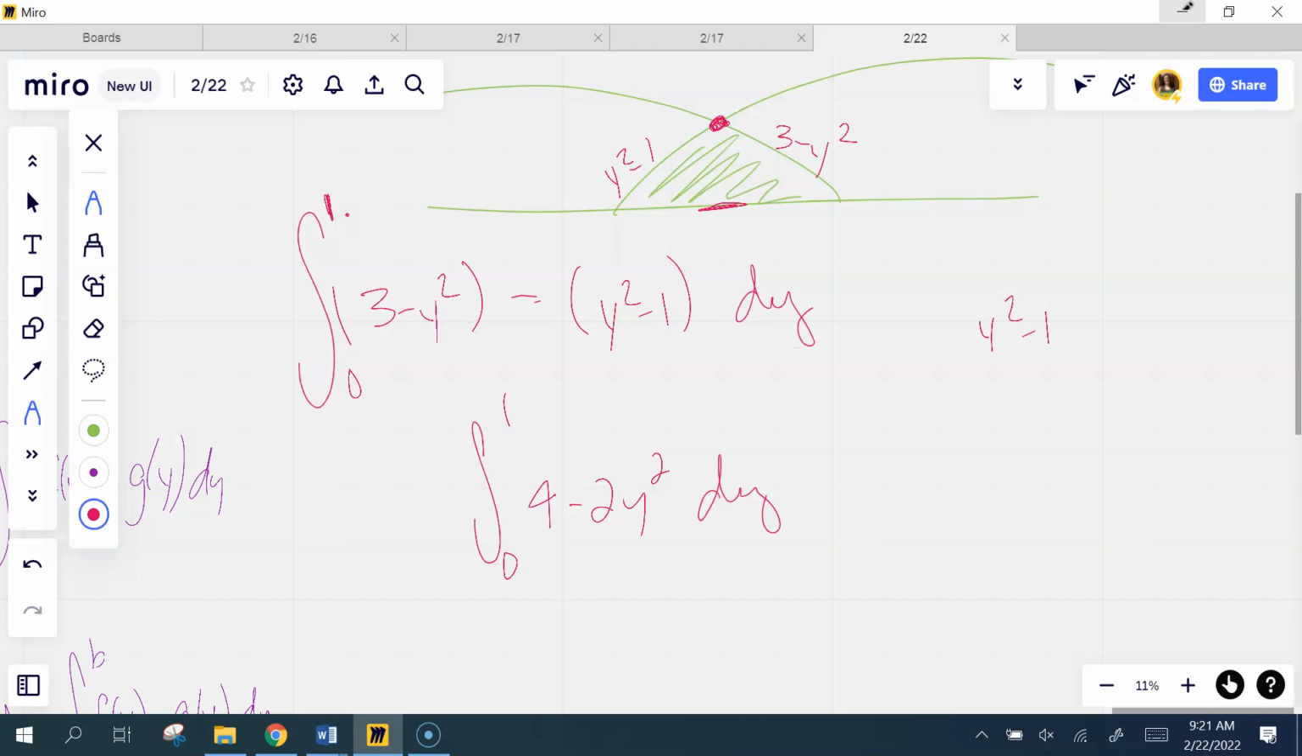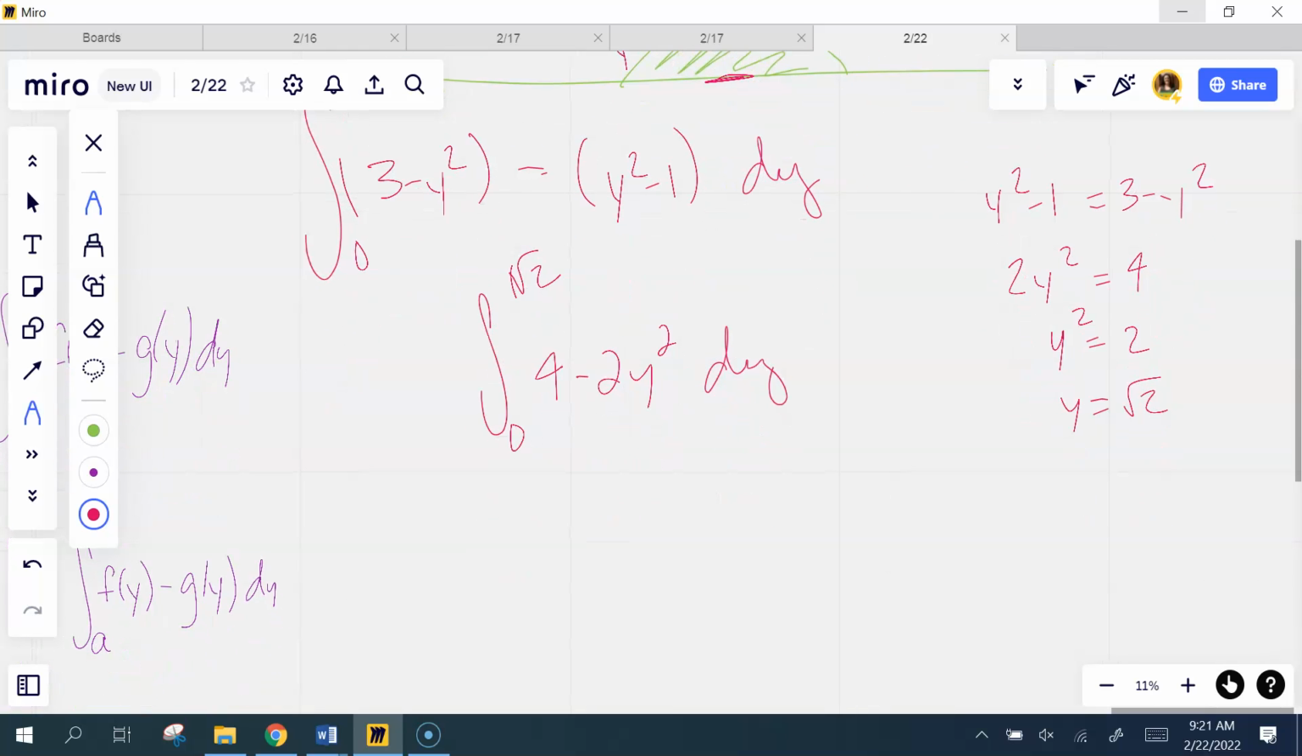y squared minus 1 equals 3 minus y squared. 2y squared equals 4. I'm going to just do that. So if I plug in the square root of 2, I get 4 minus 2 times the square root of 2 squared minus 4 minus 0. Oh, what am I doing? Stop, Stacy, stop. Somebody, I was about to say, somebody stop me.